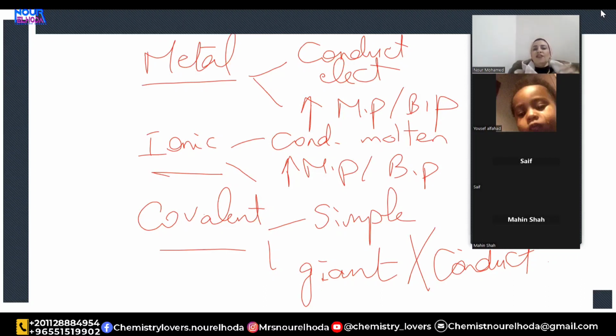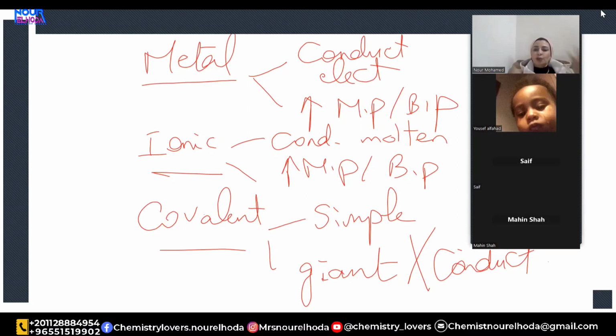طيب, if I'm going to talk about metals in general, when do I say that this is a metallic bond? If I'm saying مثلا describe the bond in calcium, describe the bond in sodium, describe the bond in aluminium, and so on. It's only metal. I didn't say sodium oxide. I said only sodium, only aluminium, only magnesium. يبقى this means it's only metal. يبقى دي metallic bond.